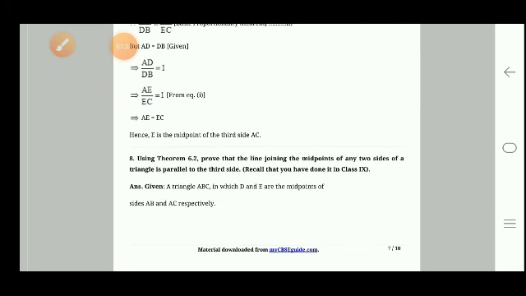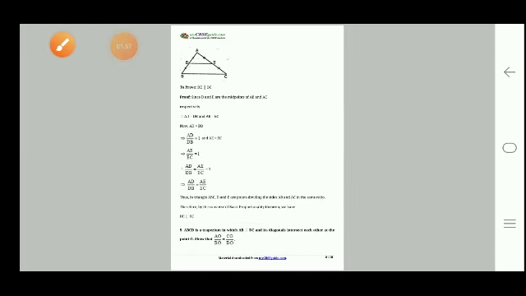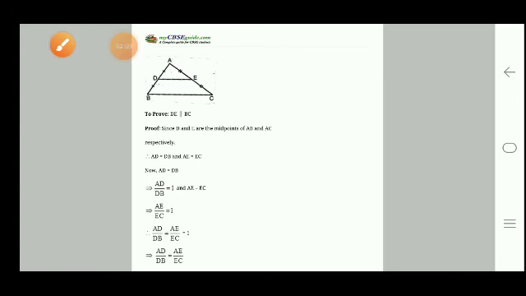Now we have the eighth question. The eighth question: using theorem 6.2, prove that the line segment joining the midpoints of two sides of a triangle is parallel to the third side. Recall that we have done this in class 9th. Yes, this is the midpoint theorem. The complete statement, as we have done, is that it is parallel to the third side and half of it. Now considering a triangle ABC in which D and E are the midpoints of the sides AB and AC respectively, so we can see here, as we can see here, it is given like this.